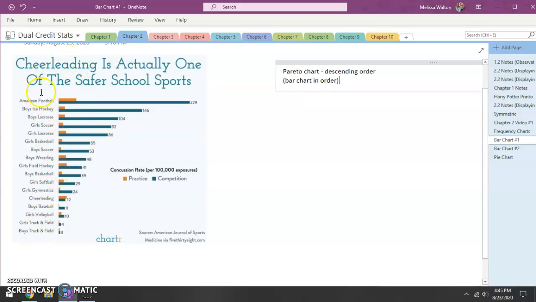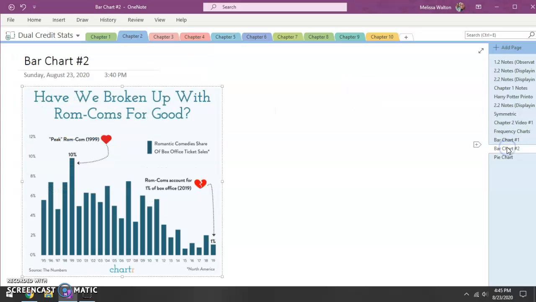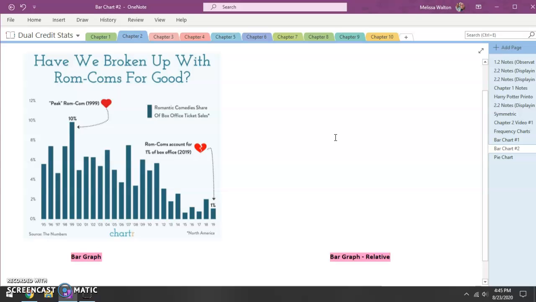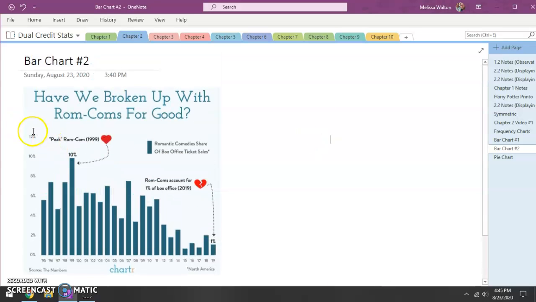All right, so this is an example of a bar chart with a vertical axis. You could also do a bar chart with percentages. I guess you could call it a relative bar chart. This one is about the percentage of movies that are a certain genre, in this case romantic comedies. We calculated what year it was, and then we calculated what percentage of the movies that year were romantic comedies. And there you go. So this is another example of a bar chart.